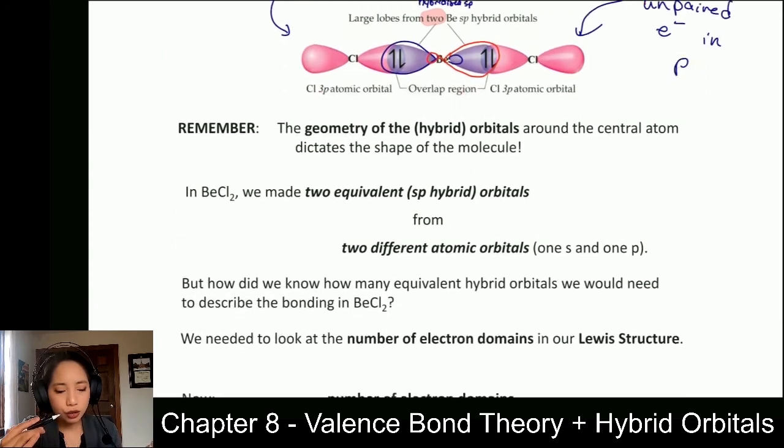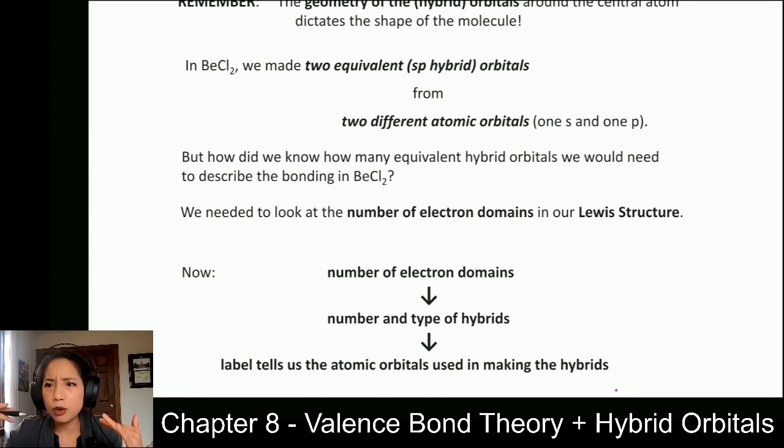So let's just go through the thought process of what we just did. In beryllium chloride, we made two equivalent sp hybrid orbitals. How we made those sp hybrid orbitals is by combining two different atomic orbitals. If we need two hybrid orbitals, we need to put in two atomic orbitals. So in this case, we combine an s and a p orbital.